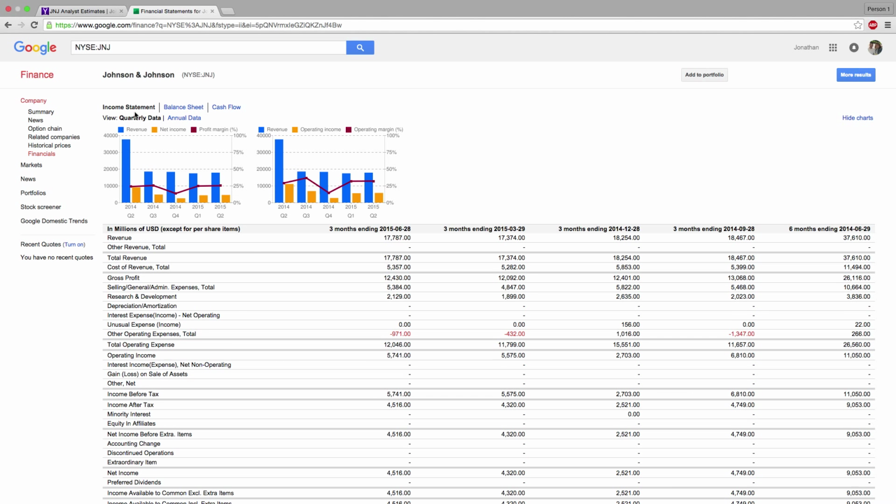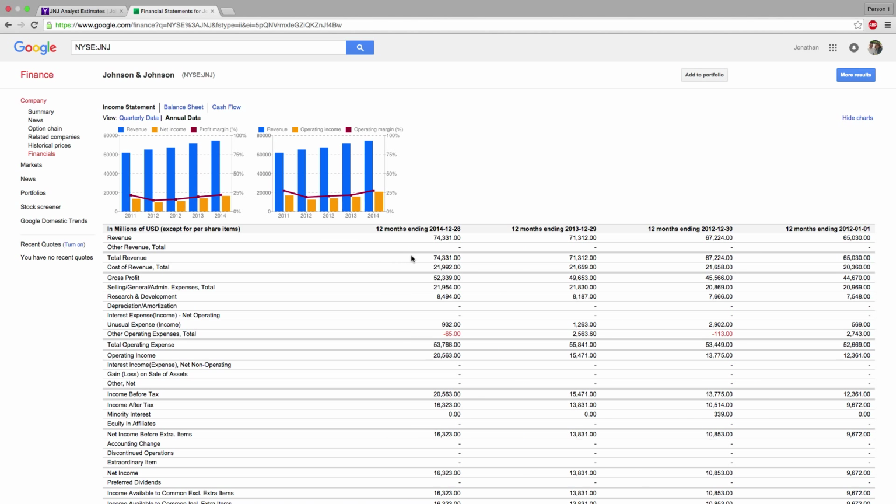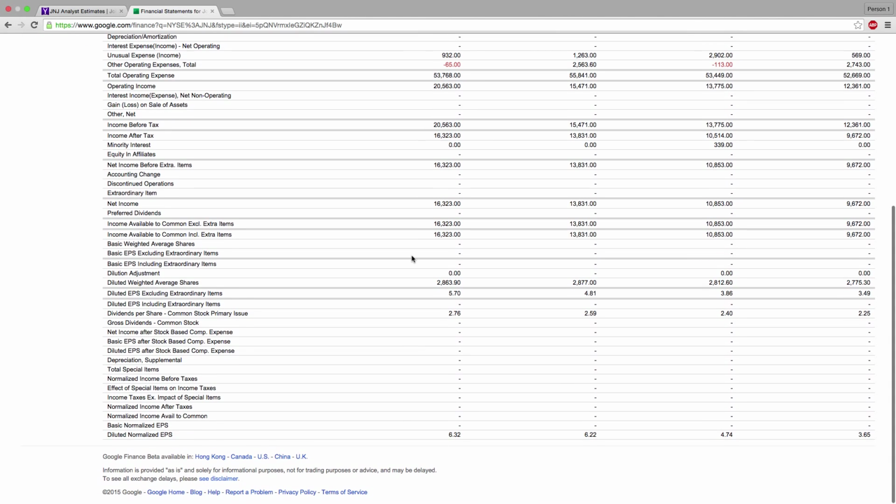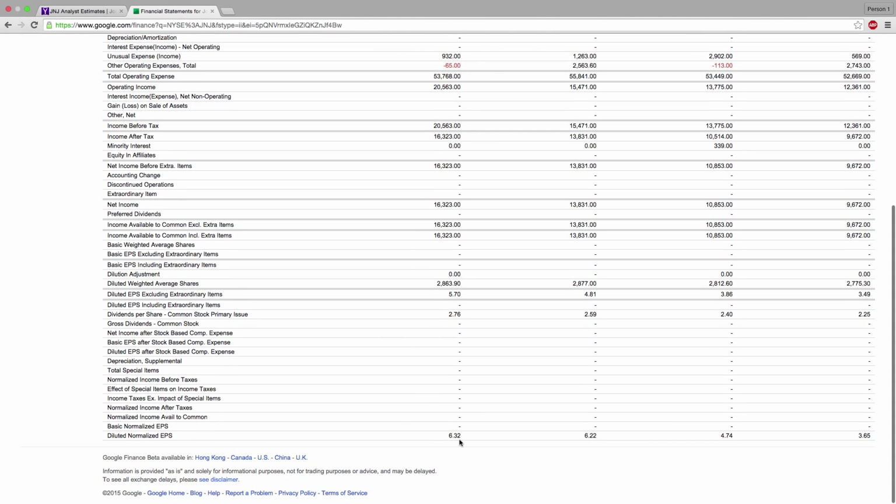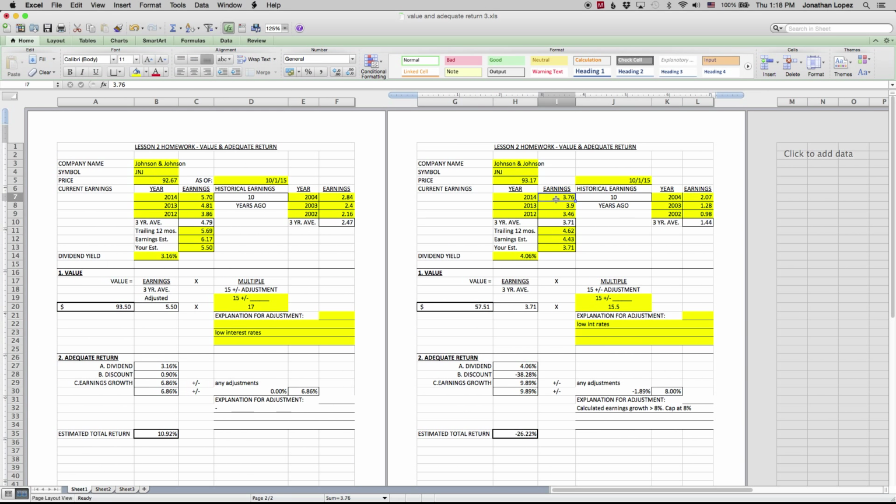Here's going to give our income statements. This is currently quarterly data. 3 months, 3 months, 3 months. I want annual data because I want the last 3 years earnings, not the last 3 quarters. If I scroll all the way to the bottom, it's going to give my earnings per share. 6.32, 6.22, and 4.74. Okay, so that gives our 3-year average.